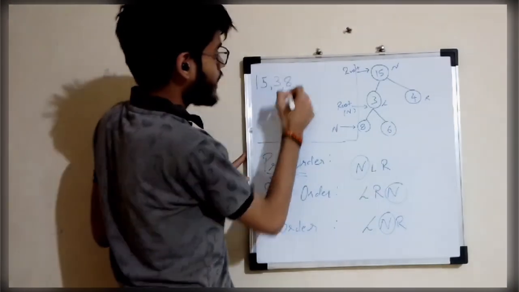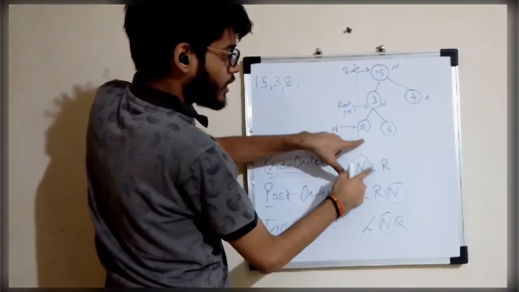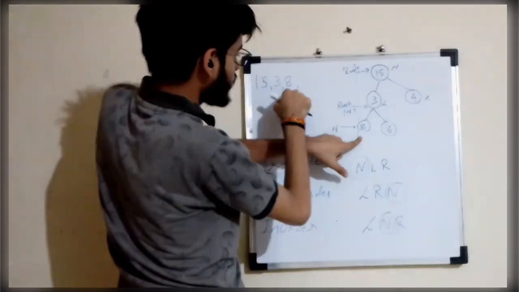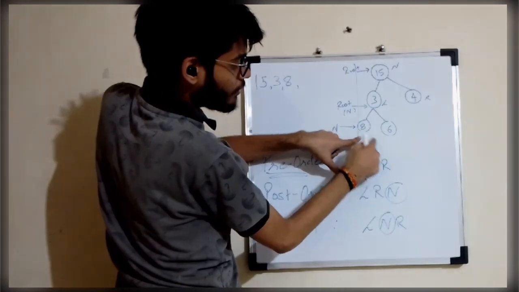Okay, 8. And then what is the left of this? Nothing. Okay, then leave it. And then after printing its node, which is 8, and going to the left of this, which is null, we have to go to the right of this. Right of this is also null.